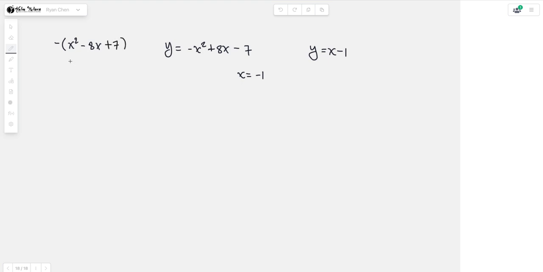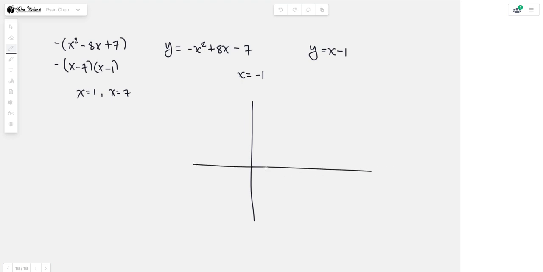So like this, and then that's minus, and then what is it? x minus 7, x minus 1. That'll do the job. Okay, so x equals 1 and x equals 7 are the two intercepts. Let's say here and here.